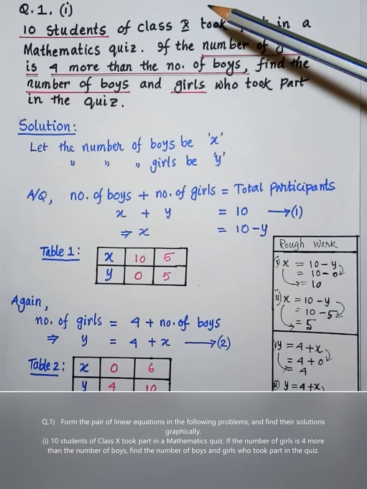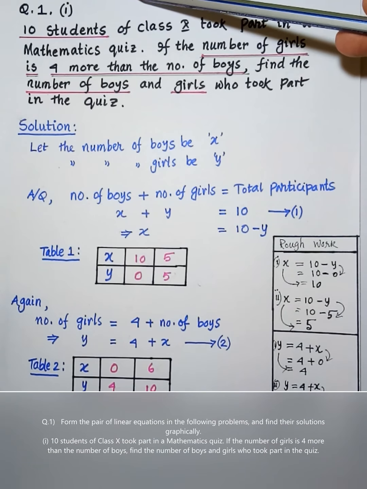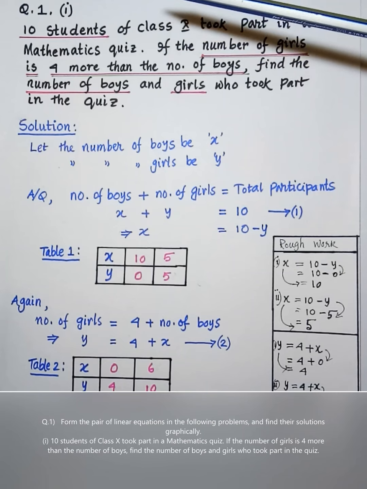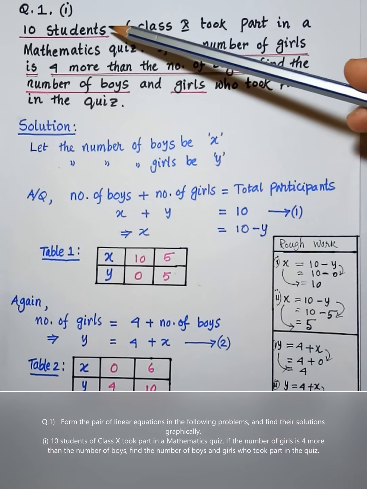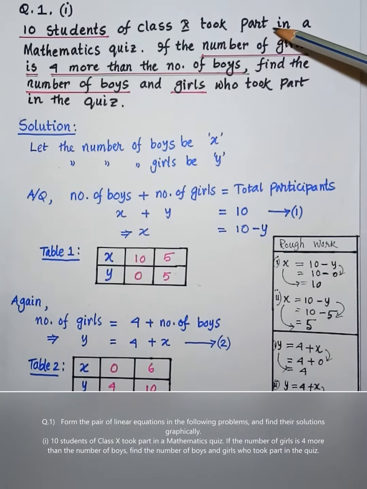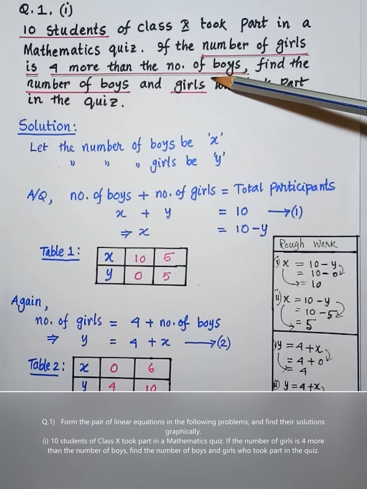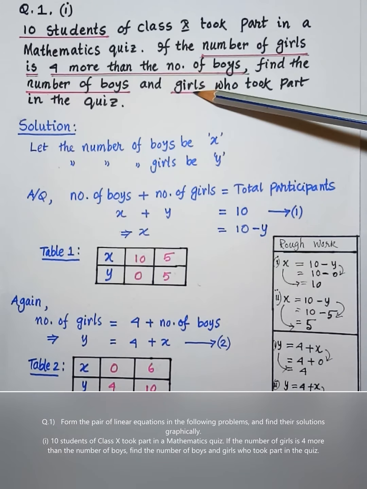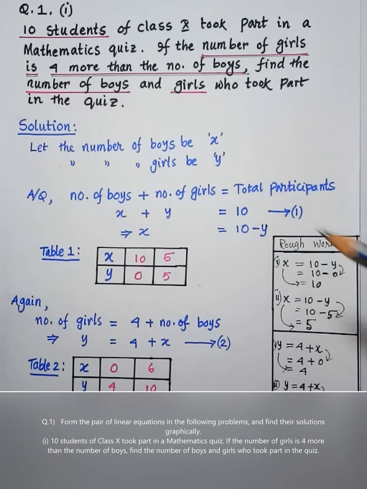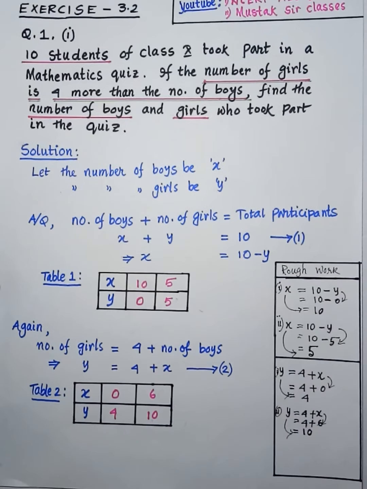Let us get the quick solution of question number 1, exercise 3.2, pair of linear equations in two variables. Here the question says 10 students of class 10 took part in a mathematics quiz. If the number of girls is 4 more than the number of boys, find the number of boys and girls who took part in the quiz. Follow the following 5 steps.